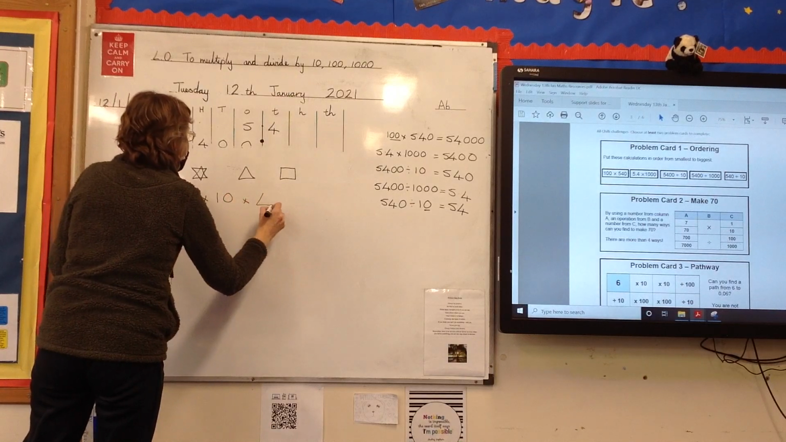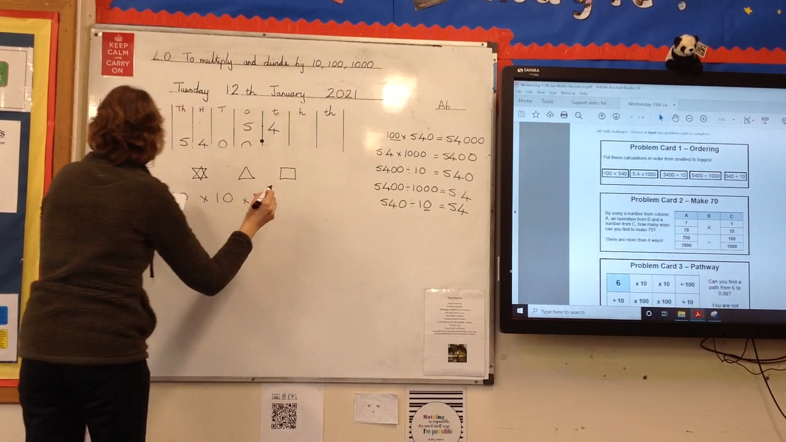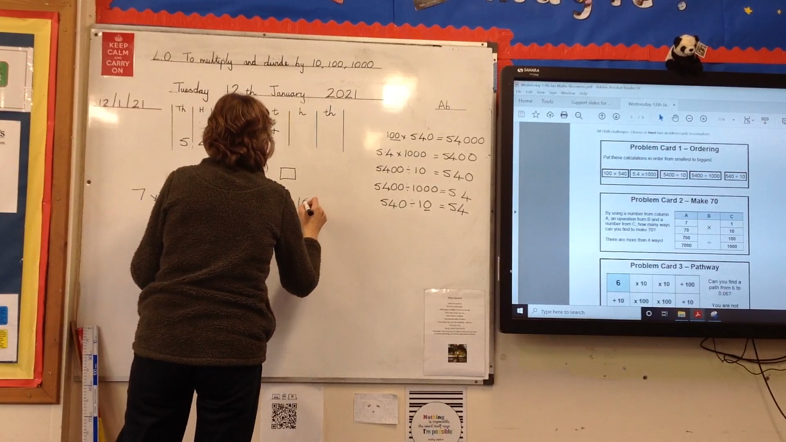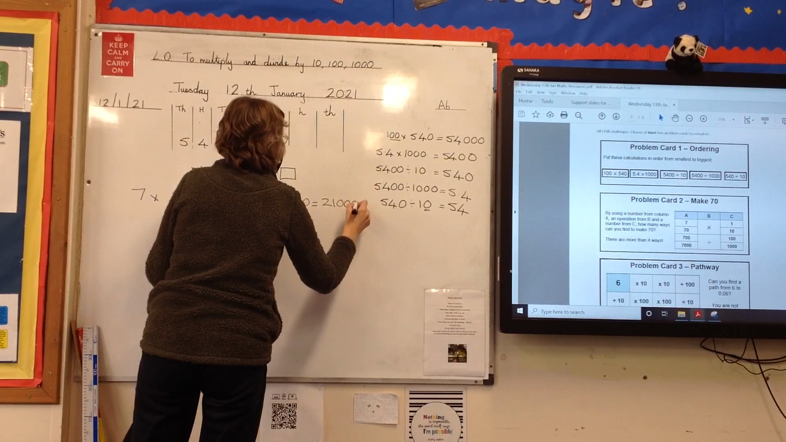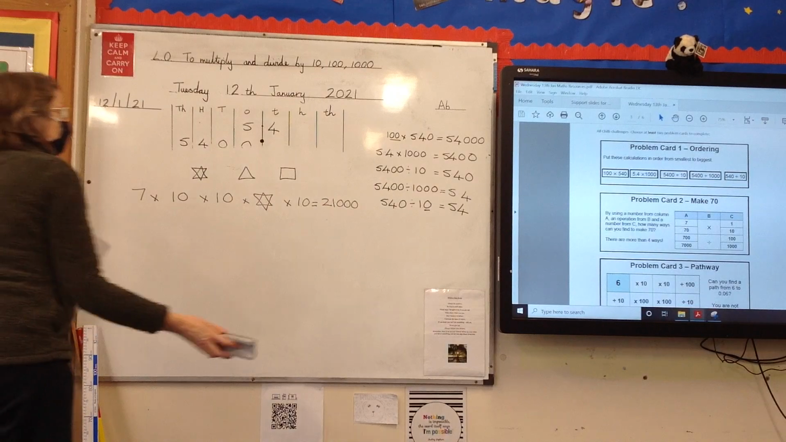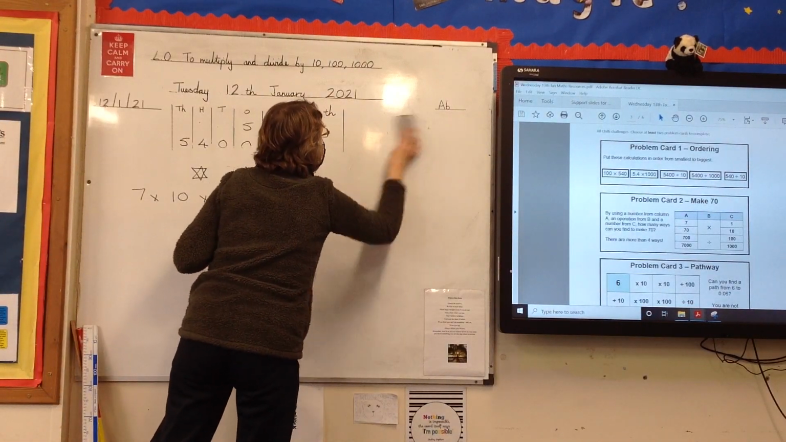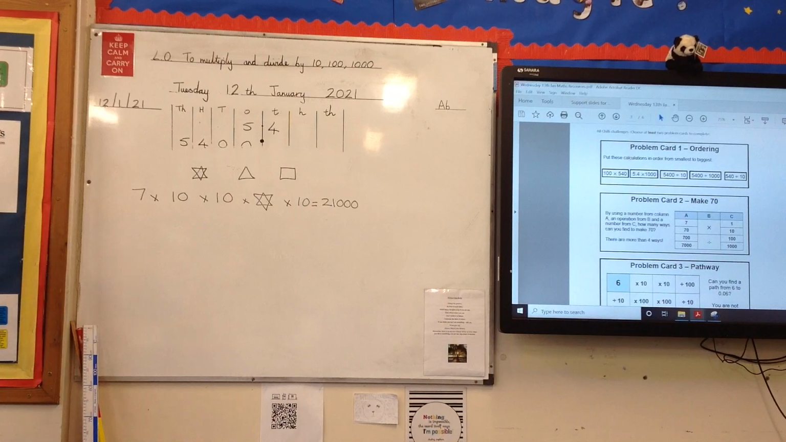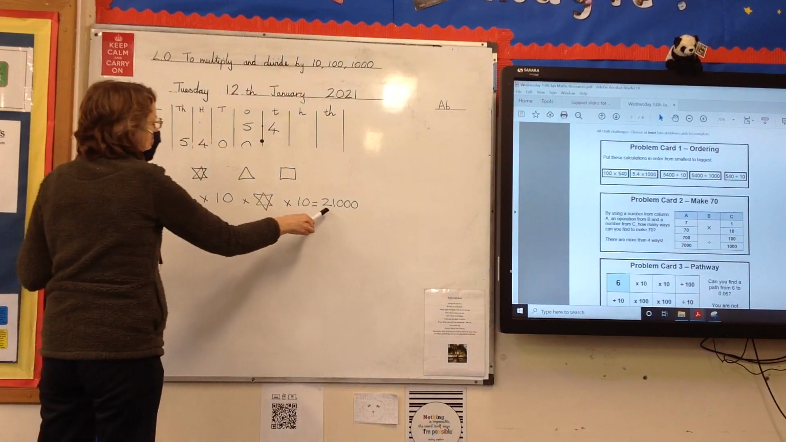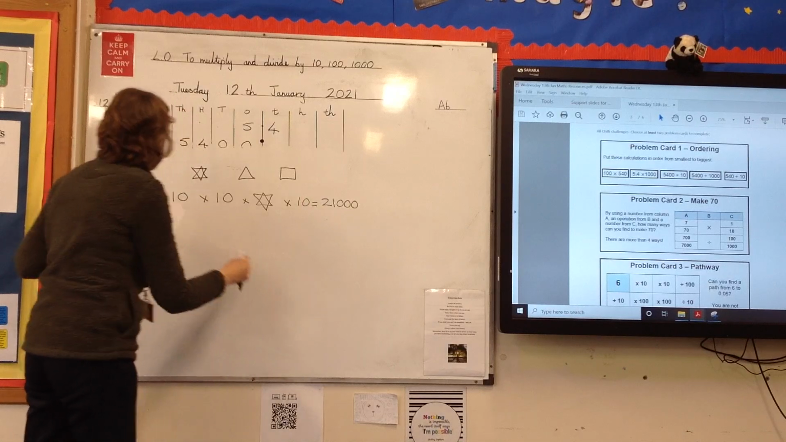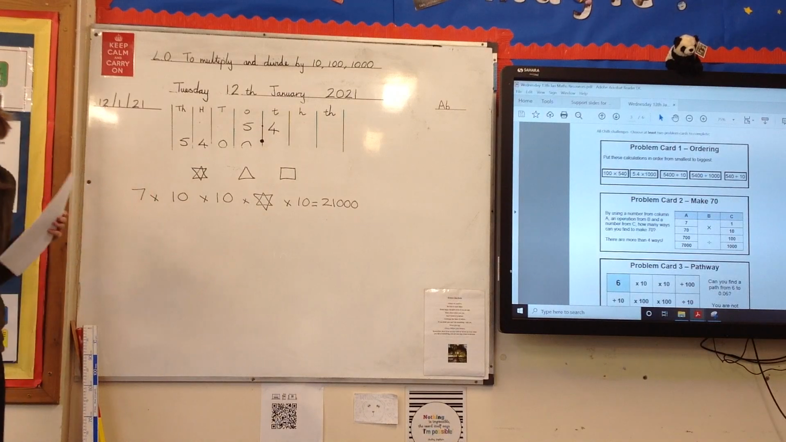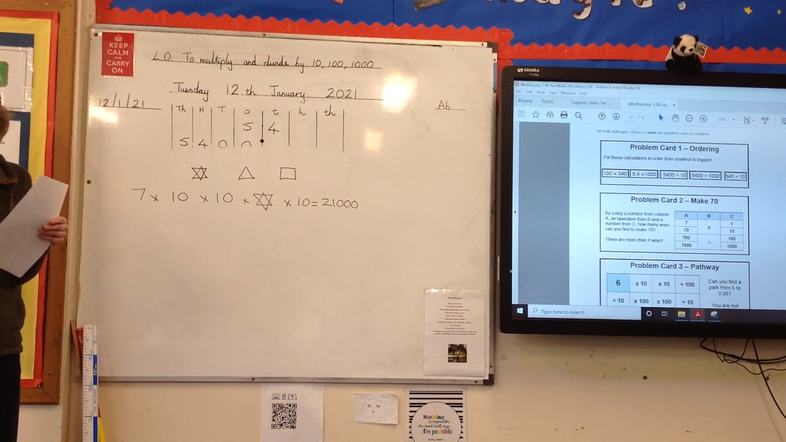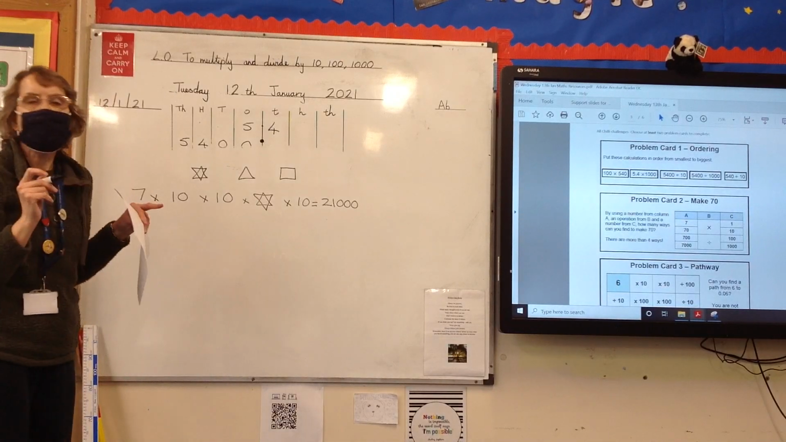So you've got 7 times 10 times 10 times the star times 10 equals 21,000. It's quite a big number. So, we know about multiplying and dividing by 10. There's a bit of a trick in there because we've not got 7,000, we've got 21,000. What number multiplied by 7 would give you 21? 3. Good. So that's a useful piece of information.